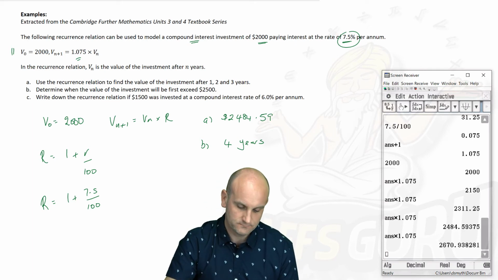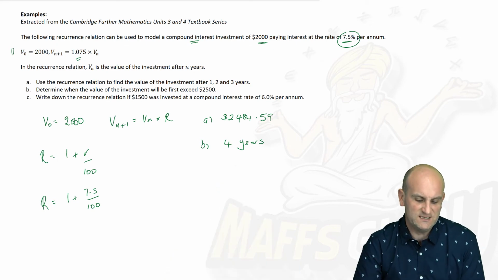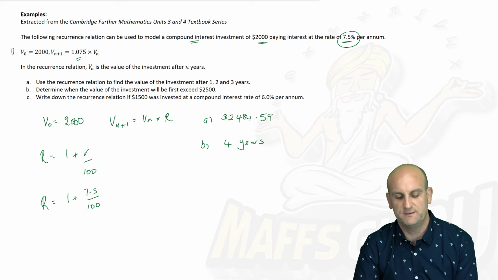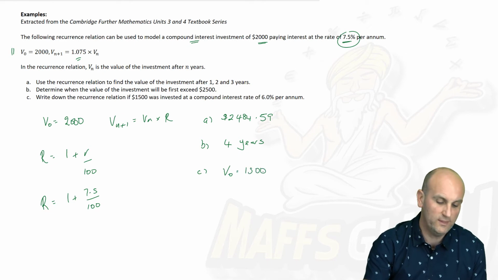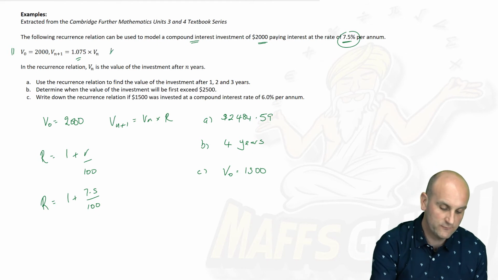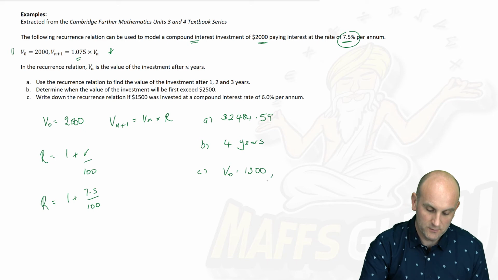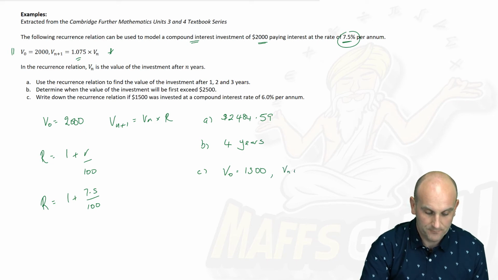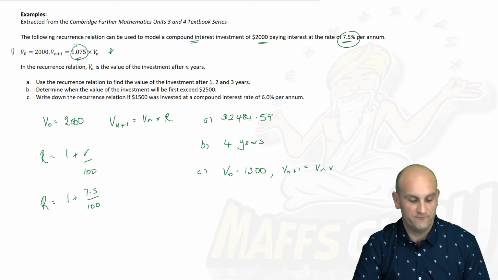$2,670.93. Doesn't matter. Write down the recurrence relation if 1,500 was invested at a compound interest rate of 6% per annum. Well, they're just basically changing the question. So they're saying, well, in this situation, V0 would be equal to 1,500. So what they're now asking us to do is to write a formula like this, but for the information they've given me. So I'm going to do a comma, and I'm going to say V of n plus 1 is equal to V of n times, well, we've got to work out our version of 1.075.